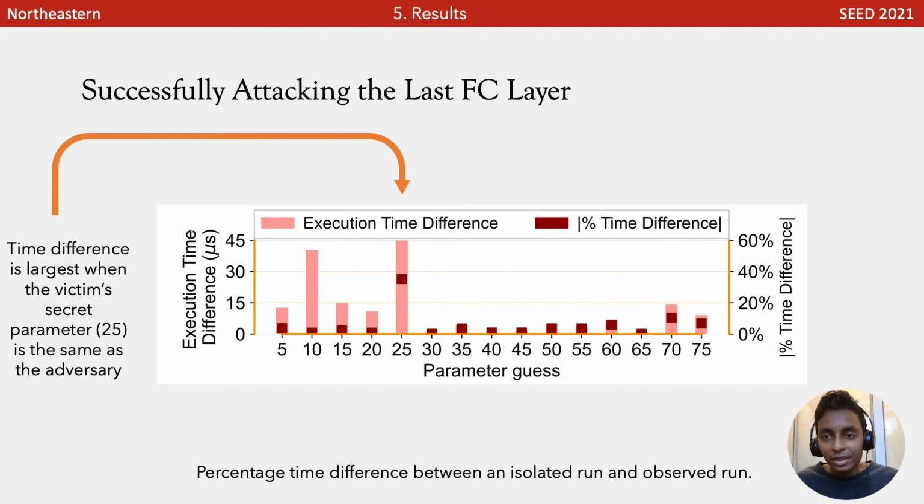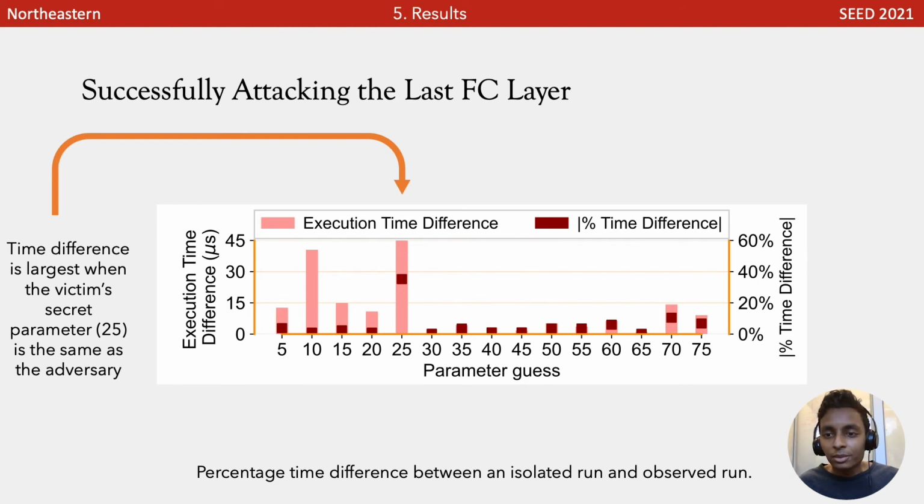So let's assume that the final output size is known by the adversary. This means that the attacker only needs to guess the number of input channels of the last fully connected layer. So the attacker comes up with guesses for the number of input channels. As you can see, the guesses are along the x-axis.